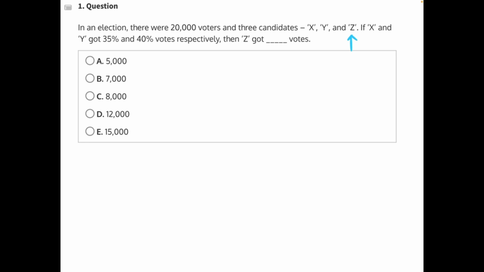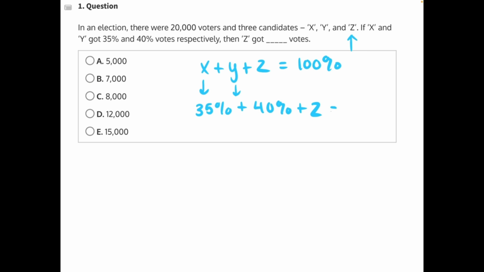If we were to add together all of the votes from candidate X, Y, and Z, we would have 100% of our voters, all 20,000 of our voters. We know that candidate X got 35% of the voters. We know that candidate Y got 40% of the voters, but we don't know what percentage Z got. So we can solve this equation to figure that out.